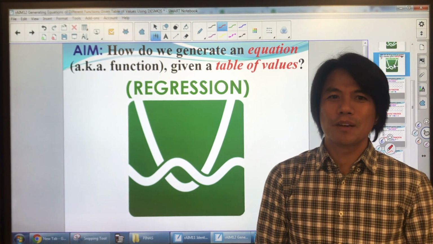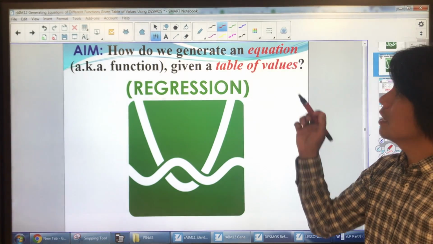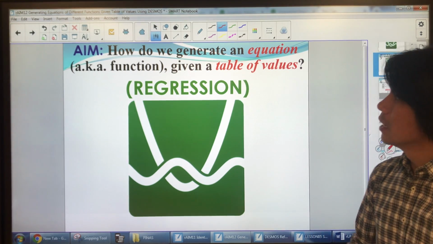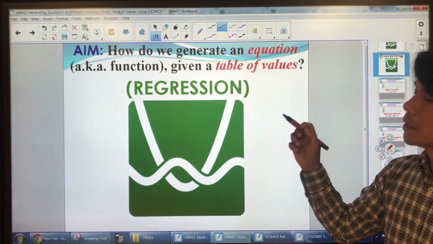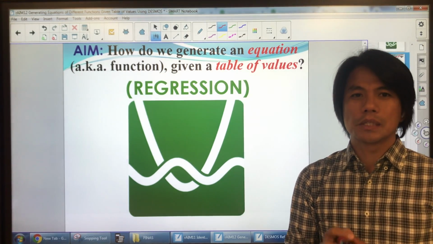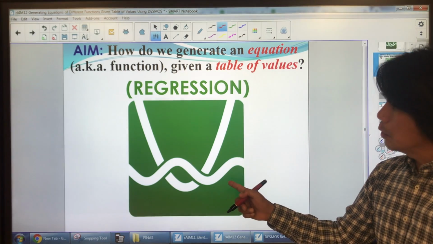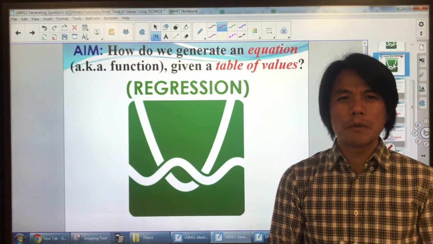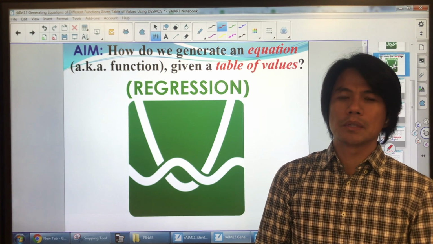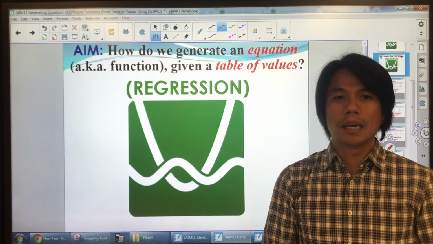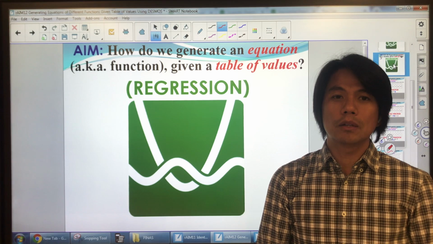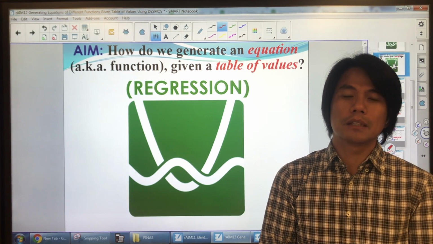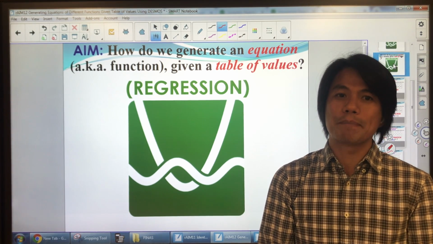Today we're going to learn how to generate an equation, also known as a function, given a table of values. This topic is also known as regression, and we are going to use Desmos on this. Just to give you a brief description of Desmos, it's an online tool. It's an application that you can download on your electronic devices like a phone or iPad.